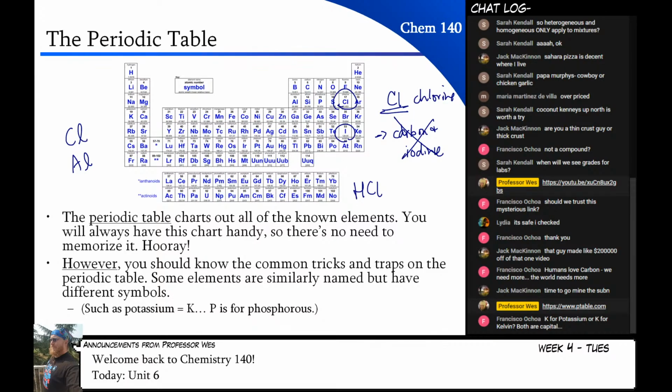I don't know what thallium is for, other than it's toxic, probably.